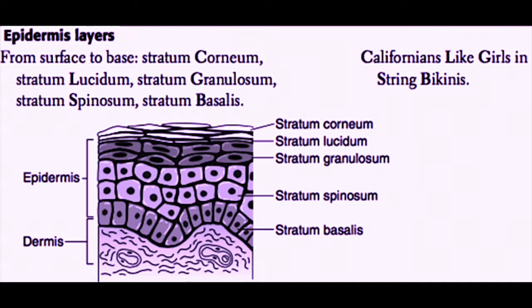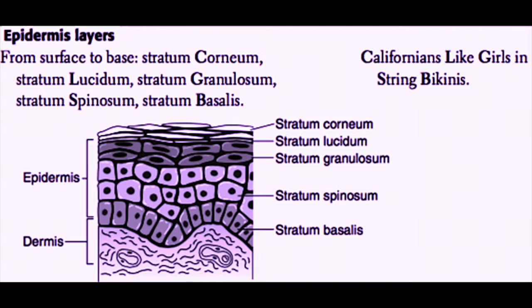Any discussion of dermatology is going to have to begin with a brief overview of the histology of the skin. Going from the surface of the skin all the way down to the base, we have several layers that you really should remember for Step 1. A common mnemonic device to remember this is Californians like girls in string bikinis. So CLGSB.